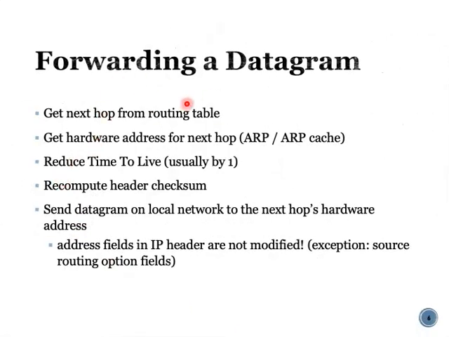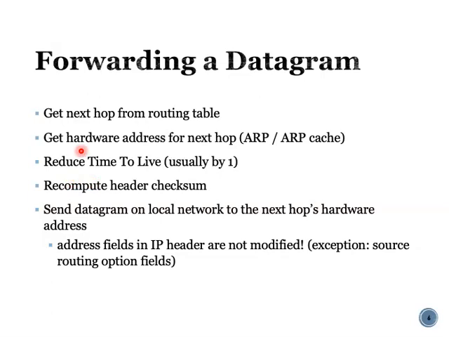Now, forwarding a datagram means to place the packet on its route to its destination. It means that a datagram needs to get to the next hop from the routing table. It also gets a hardware address for the next hop based on the ARP protocol, the one that we have learned before, to get the physical address for the next hop, or from the ARP cache, meaning from memory.